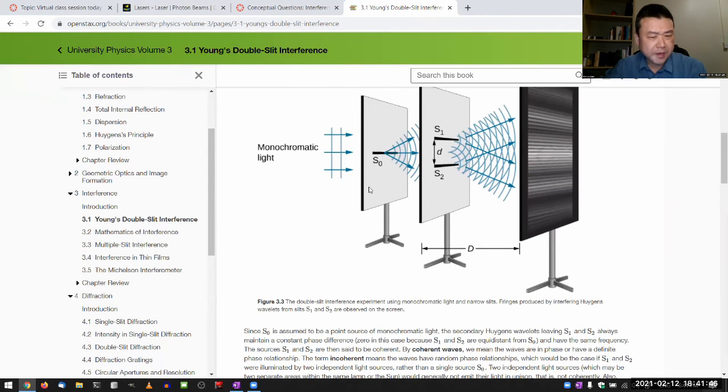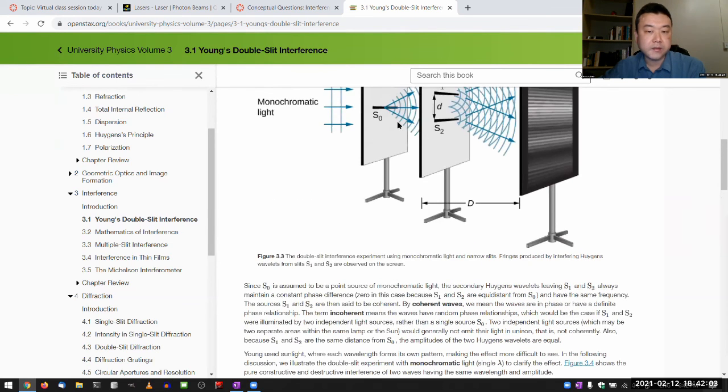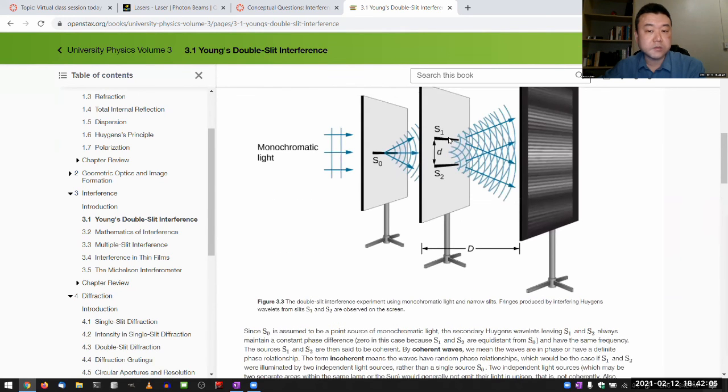And I hope that makes sense. And your textbook kind of describes it. So the S0 is assumed to be a point source of monochromatic light, and it being both a point source and monochromatic makes it so that these two have some coherence relationship.